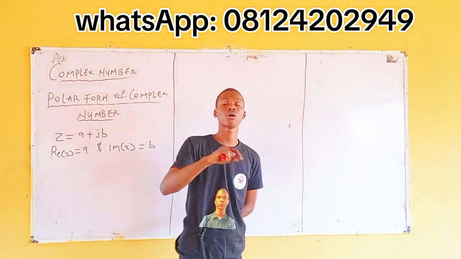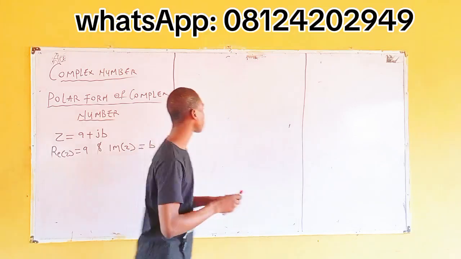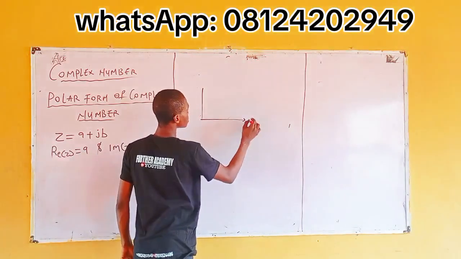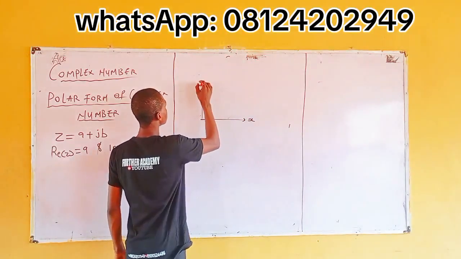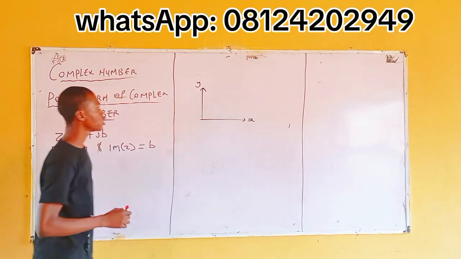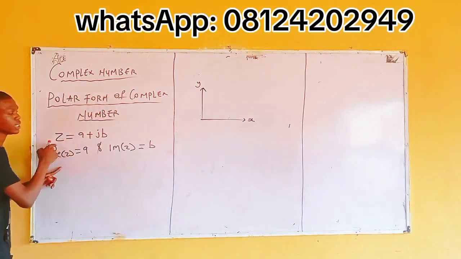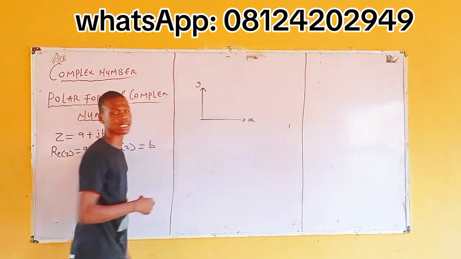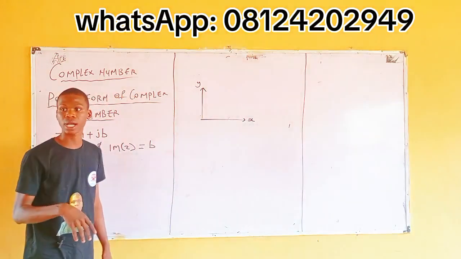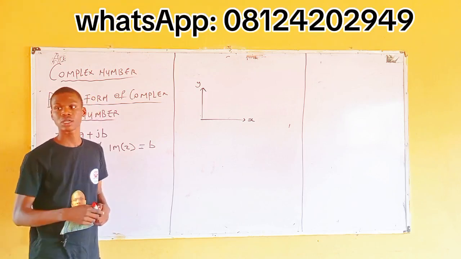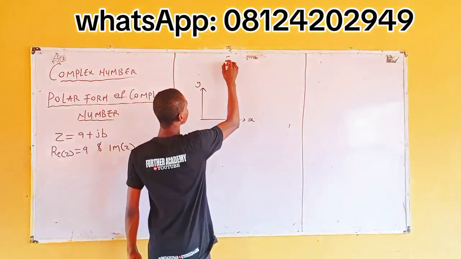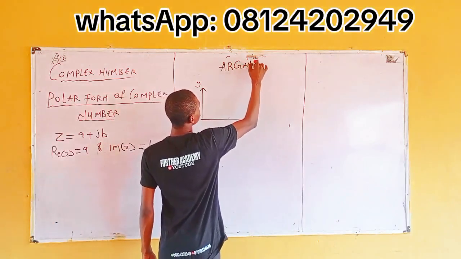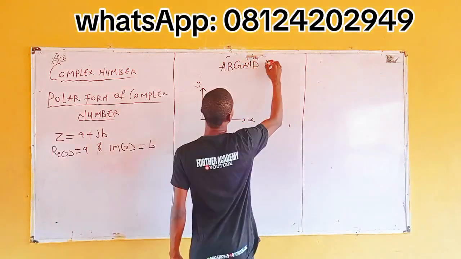Now, looking at what we call polar form of a complex number, first thing first, you need to recall your x-axis, your graph. You know, from your Cartesian coordinate, you have this. This is x, and this is what? Y. So we want to plot this complex number on the x-axis and y-axis. That's what it means typically. And how do you do that? We use what we call the Argand diagram.